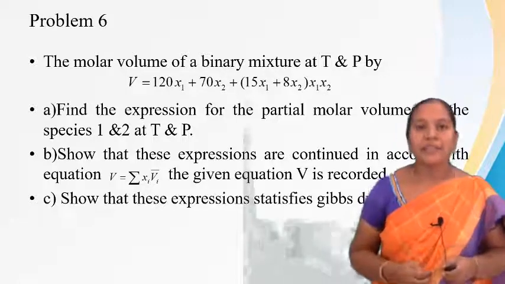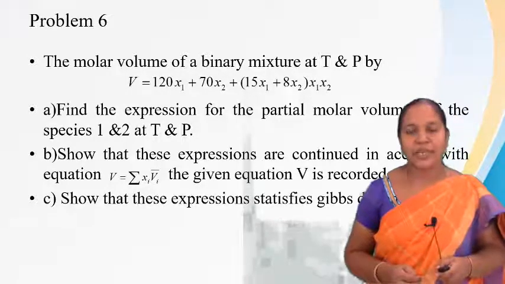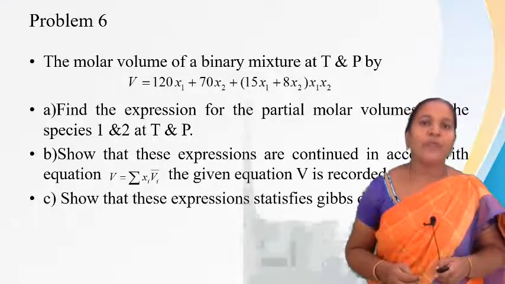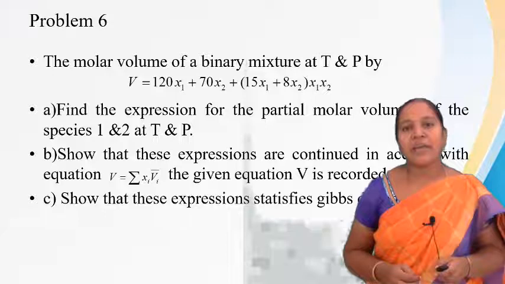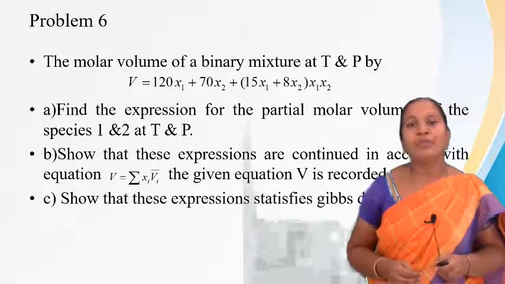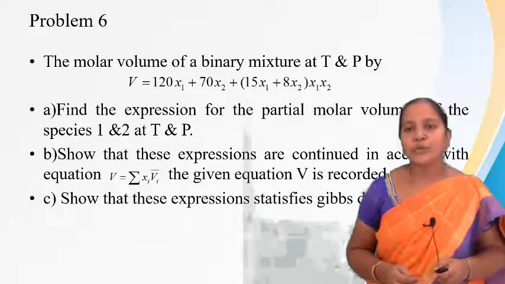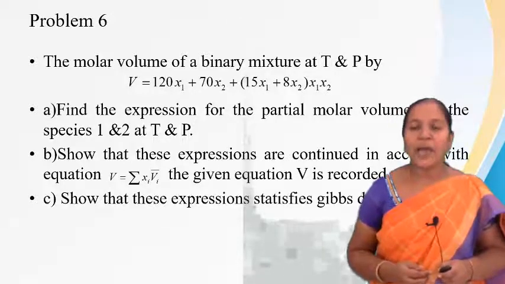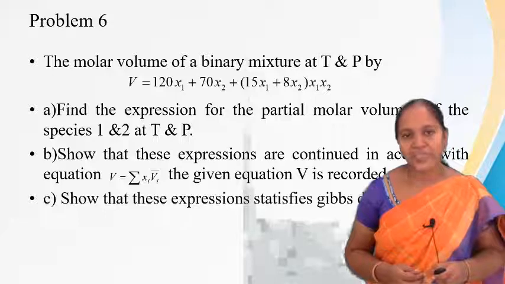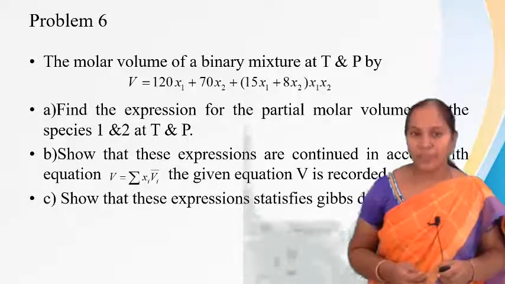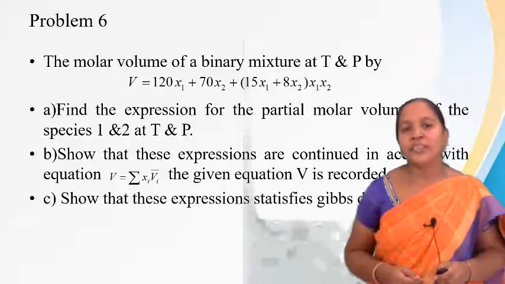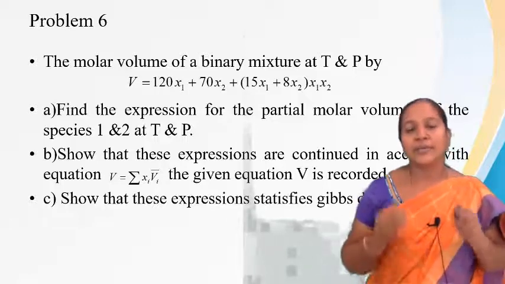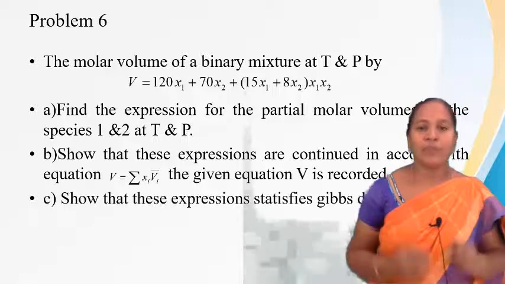I repeat, the molar volume of a binary mixture at T and P is given by V is equal to 120x1 plus 70x2 plus (15x1 plus 8x2) into x1 x2. A bit: find the expression for the partial molar volumes of the species 1 and 2 at T and P. B bit: show that these expressions are consistent with V is equal to sigma xi Vi bar.